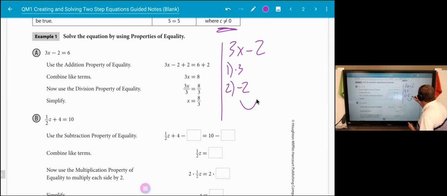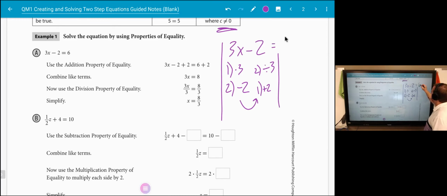To undo it, I would add 2 to both sides. And then I would undo the multiplication using division. So what's that look like? So now we've got 3x minus 2 equals 6. So I'm saying the first thing I need to do is add 2 to both sides. So if I do that, 3x minus 2 equals 6.